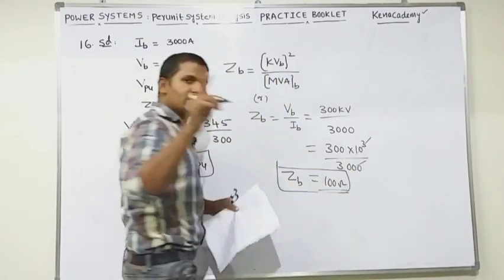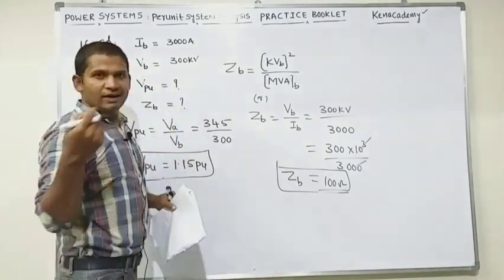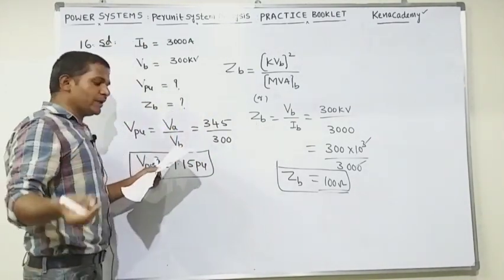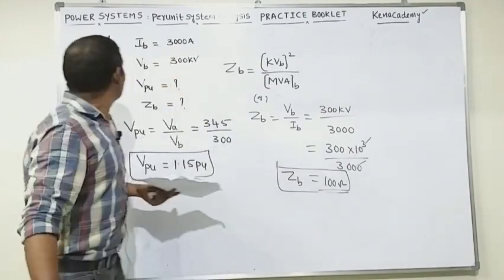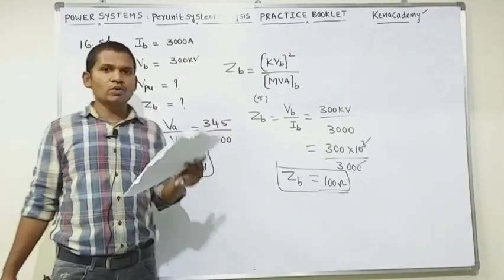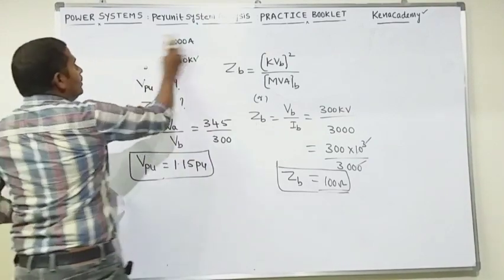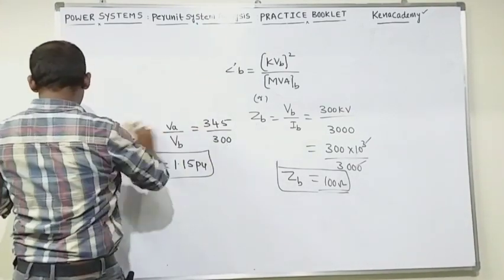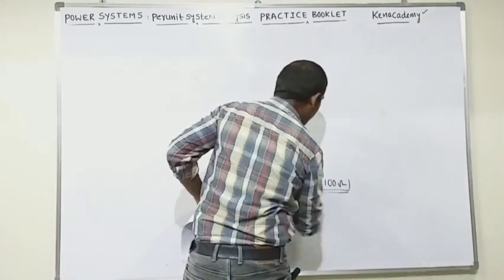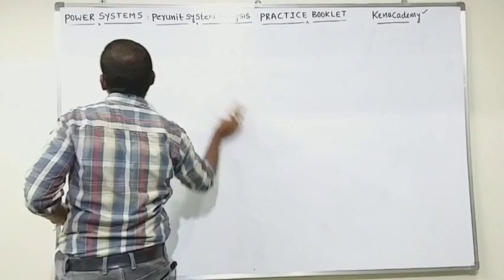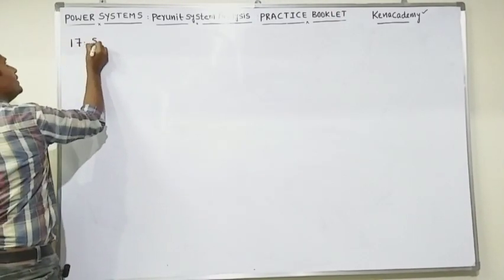Students, in the problem please correct that: the base voltage is not 30 kV, it's 300 kV. Then we get option B, 1.15 per unit and 100 ohms. Clear? This is question number 16, asked in AP Transco 2017. See question number 17. I am explaining the solution for question number 17.